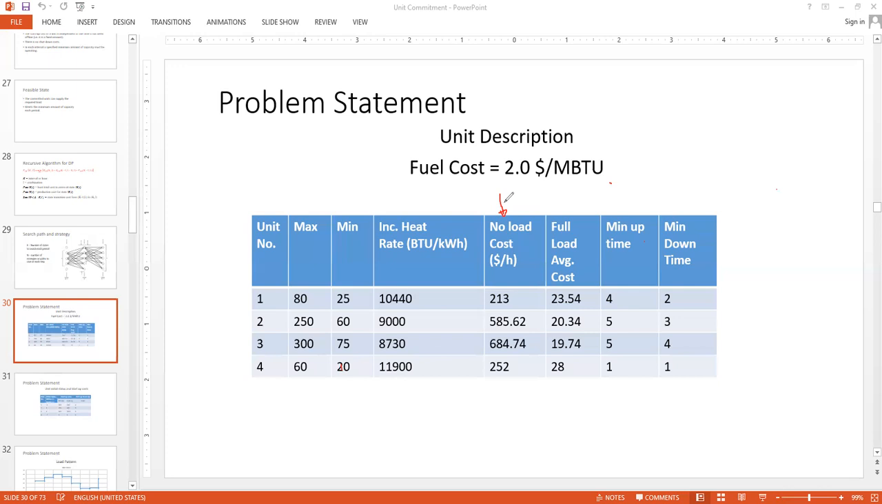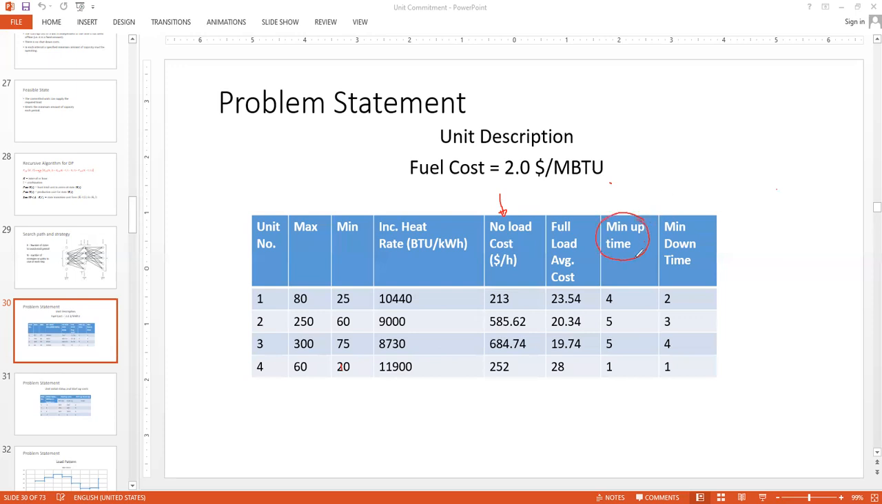Then you have the full load average cost, and we have already shown in one of the earlier examples how we calculate the full load average production cost. Here it has been given directly. Then the minimum uptime and minimum downtimes are given. As I said, the minimum uptime is the minimum amount of time that we should allow the units to be run.